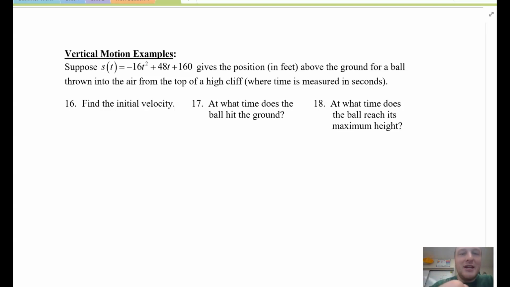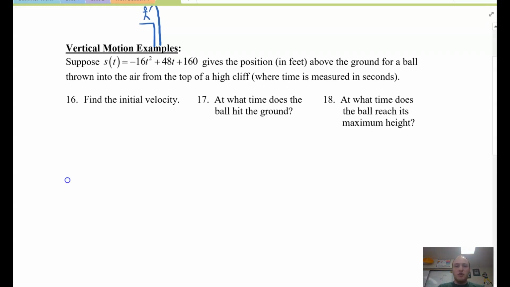So you can imagine, here's a cliff, right? Here's a little person, and they throw a ball into the air, and it's coming down. Okay, so they say find the initial velocity of the ball. So remember S of t, this is position. We want velocity, so I need to find v of t, and that is s prime of t.